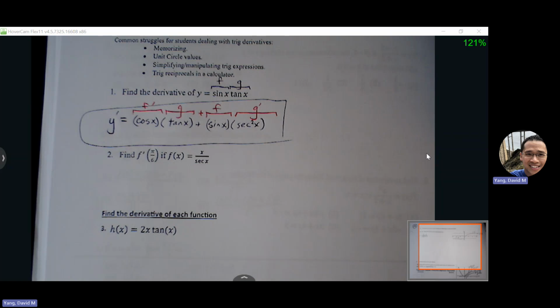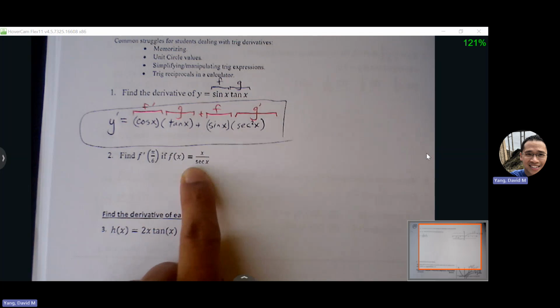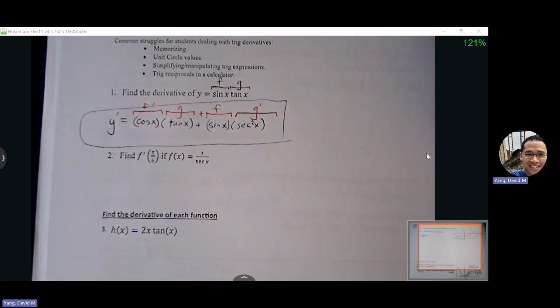Number 2, find f prime of pi over 6 if f of x equals x over secant of x. This is a two-step process. We first have to find what? Yeah, find the derivative, and then after we find the derivative, we can do what? Plug in pi over 6. And this is where we have to resolve the trig values. We can't leave something as cosine of pi over 6 or secant of pi over 6.